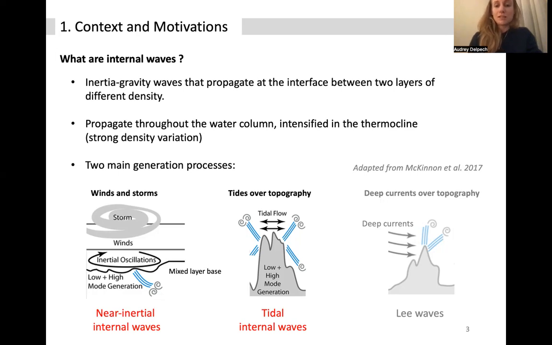Another generation mechanism is when barotropic tidal flow flows along or above a seamount or ridges, and that can also radiate away internal waves at the tidal frequency, and we call them tidal internal waves. There are also some other generation mechanisms, such as deep currents flowing over rough topography that can create lee waves. But because those waves are mostly trapped at the bottom, we're not going to consider them in this study because we will be interested in the surface expression of these internal waves.